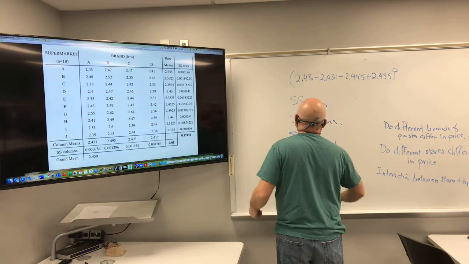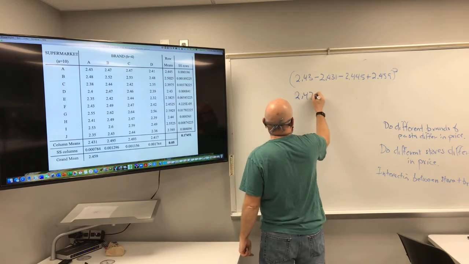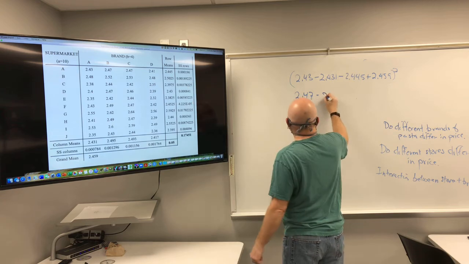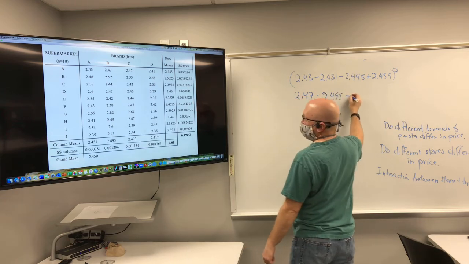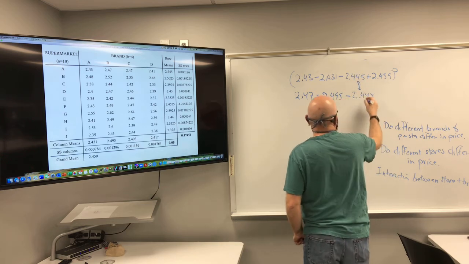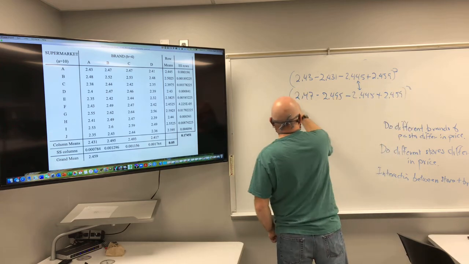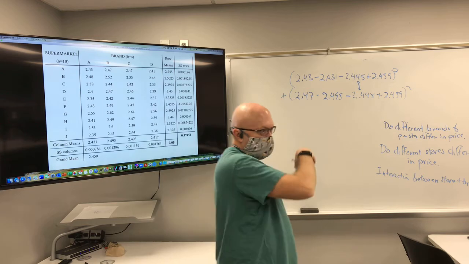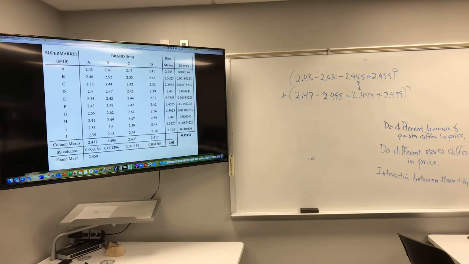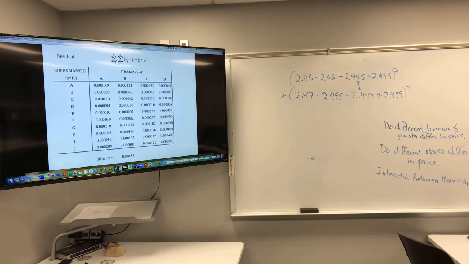That's one. Then for the second one, you would do 2.47 minus 2.495 minus 2.445. It's the same because you're still in the same row, plus 2.459, squared. And then just keep adding those together until you've done this for everything in your data set. And when you do that, this is the residual term, remember?